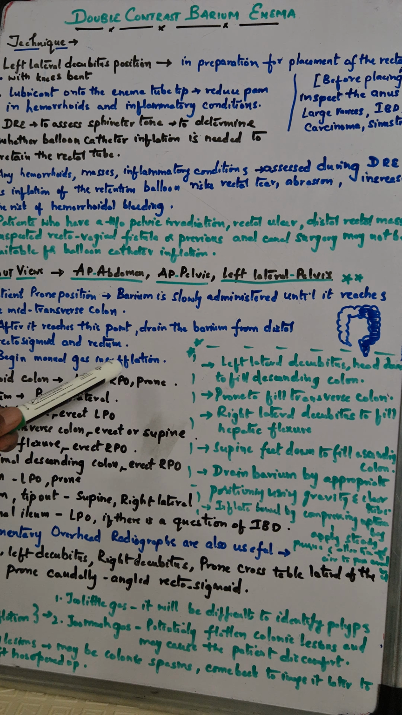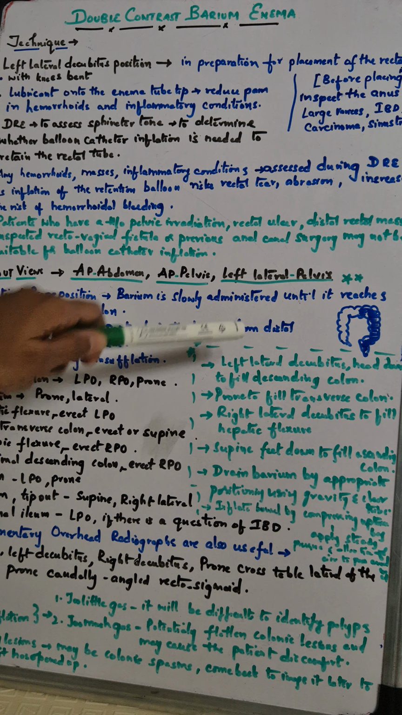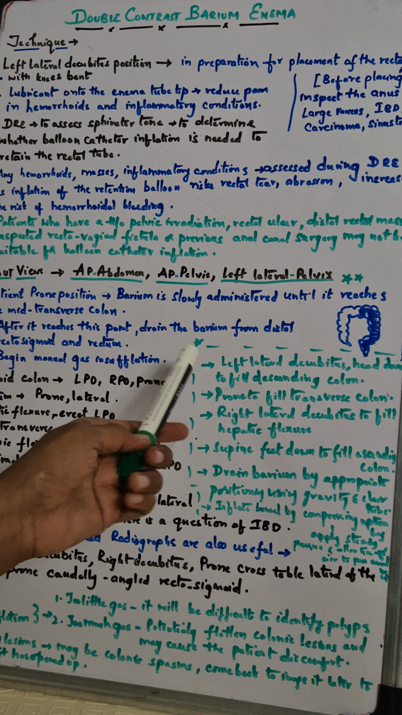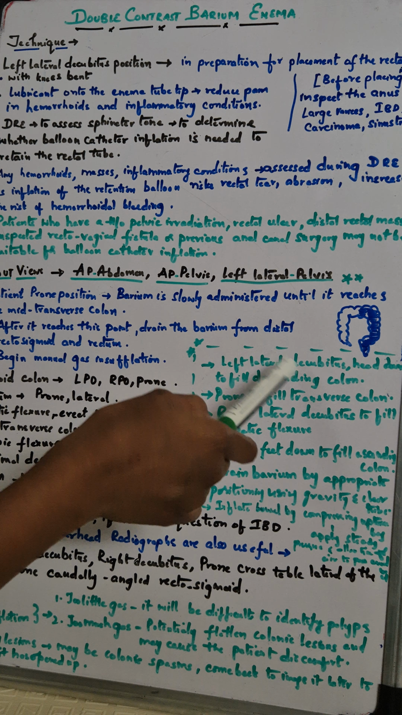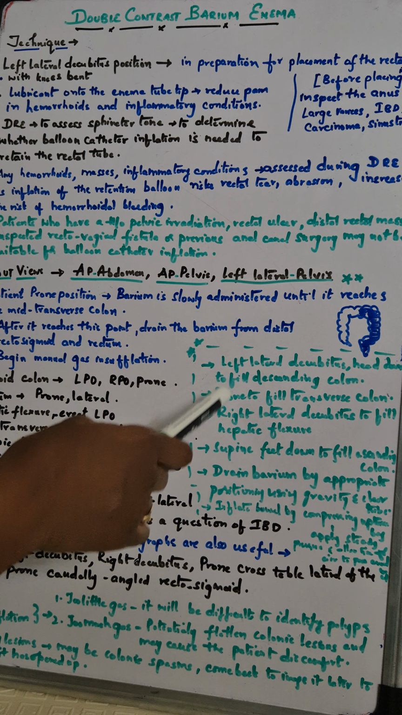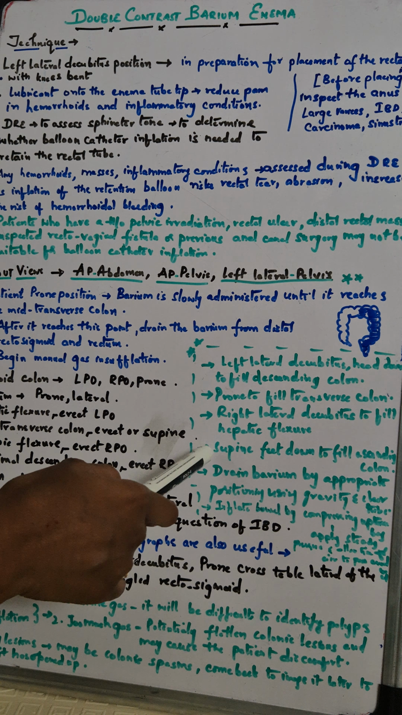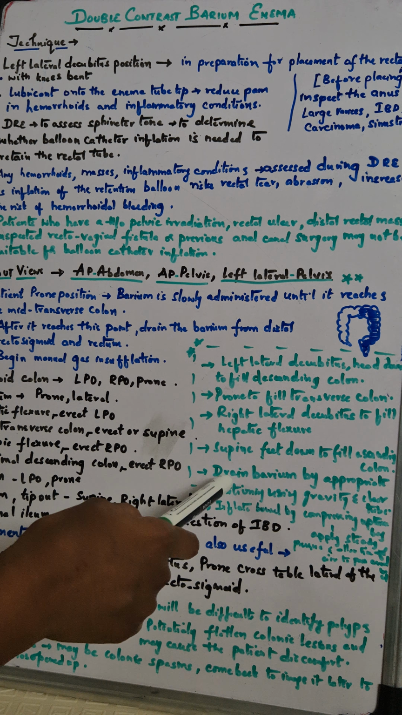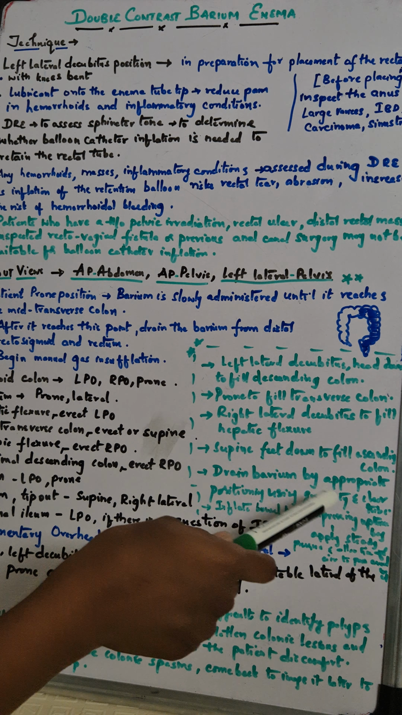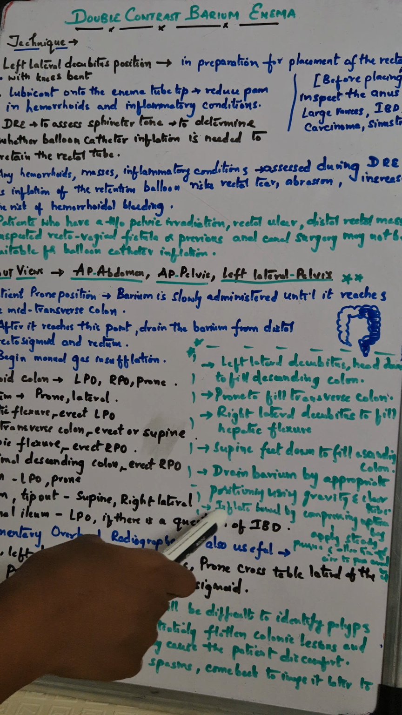Begin manual gas insufflation. Once the barium goes in, the patient will be placed in different positions for the barium to reach each part. For example, left lateral decubitus, head down, is used to fill the descending colon. Prone position fills the transverse colon. Right lateral decubitus fills the hepatic flexure. Supine feet down fills the ascending colon. Then drain barium using gravity and the tube in the appropriate position.